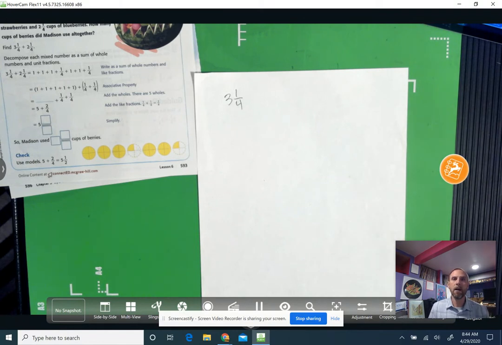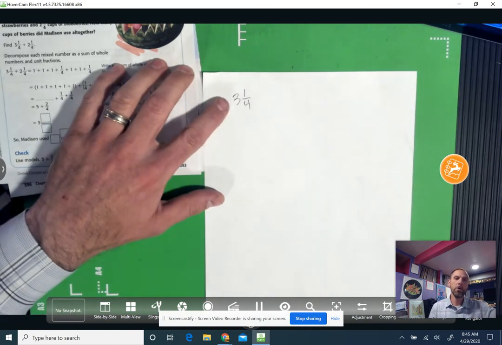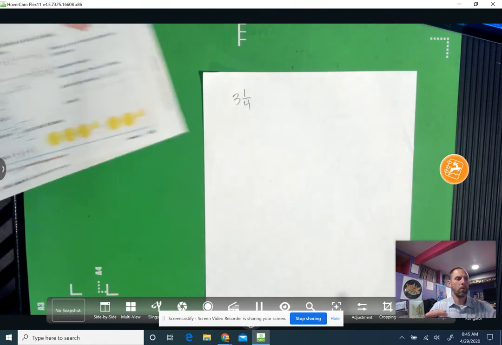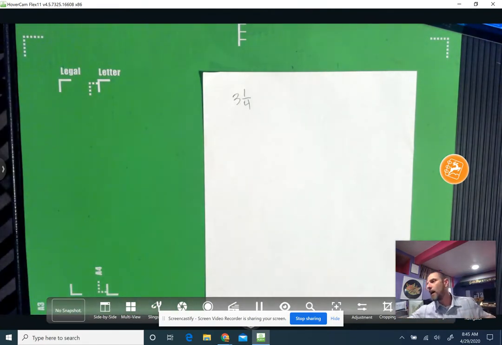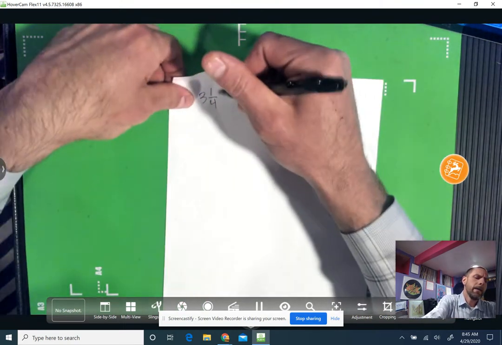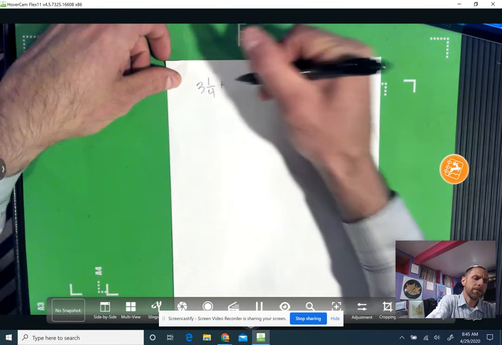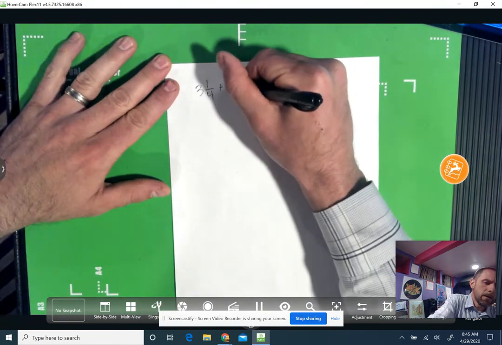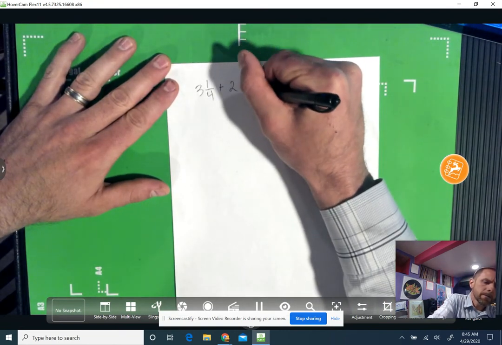When we have the same denominator and we're adding fractions, no problem, very cut and dry. Add the numerators and keep the denominator the same. And I'm going to show you what to do with the whole number. Okay, so we have a problem such as 3 1/4. What if we added another mixed number to this and we added 2 2/4?